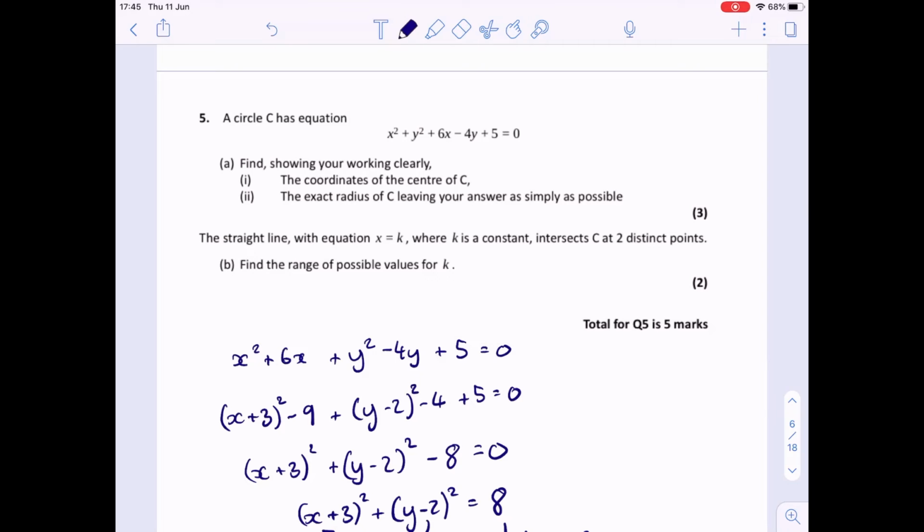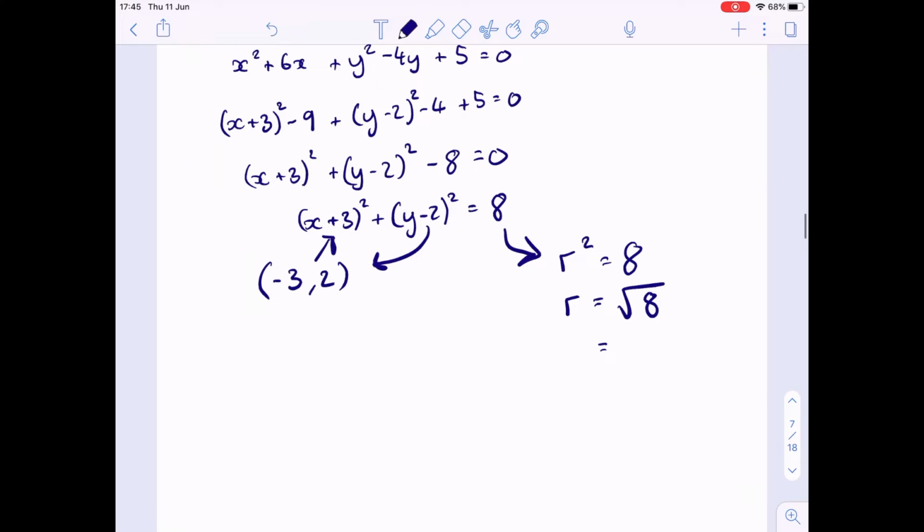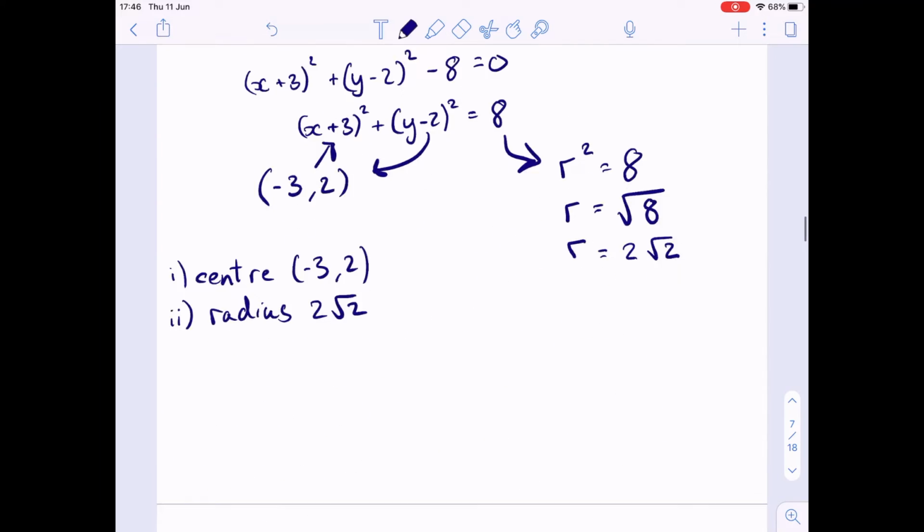Now it does ask me for the radius to be expressed as simply as possible, so let's just neaten that up. That's going to be 2 root 2, or root 4 times root 2. Okay, so let's just leave our answer very clearly. Centre -3, 2, radius 2 root 2. Okay, I think that was part i, and that was part ii. B.